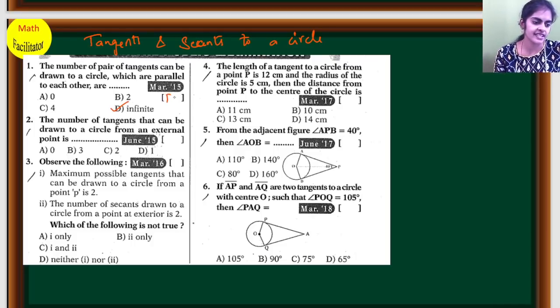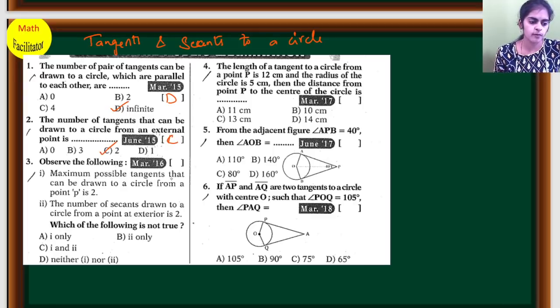You can draw infinite tangents which are parallel to each other. On a circle, you'll have infinite points. From infinite points, you'll have infinite tangents. To every tangent, you can draw a parallel tangent. So how many parallel tangents will you have? You'll have infinite parallel tangents. The number of tangents that can be drawn to a circle from an external point is always 2.